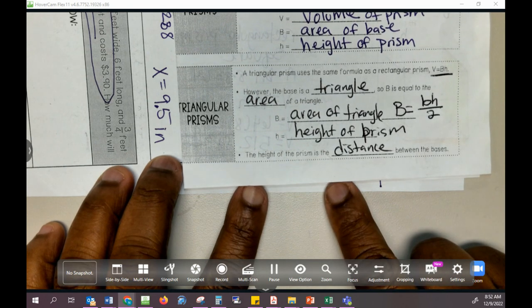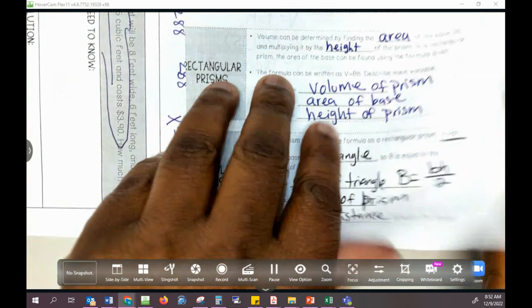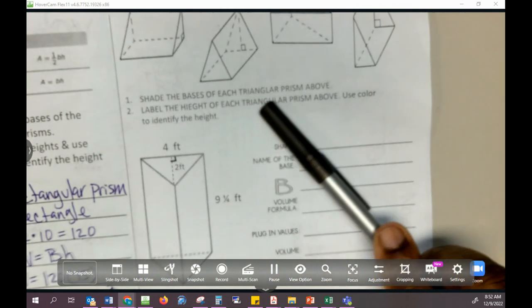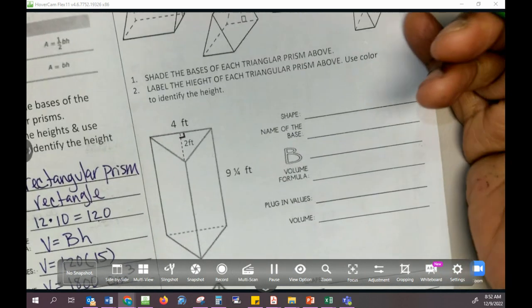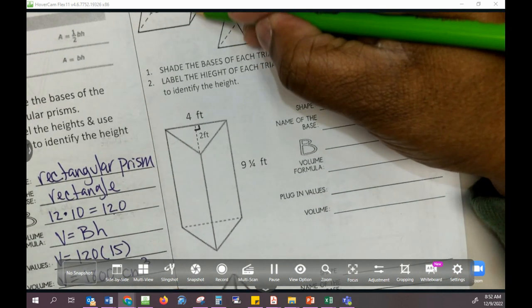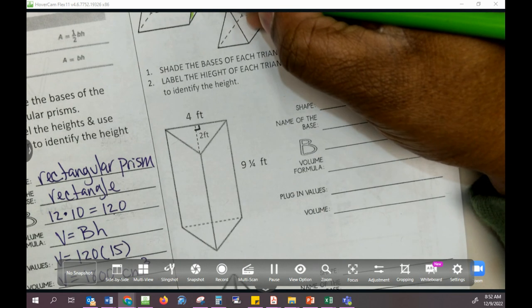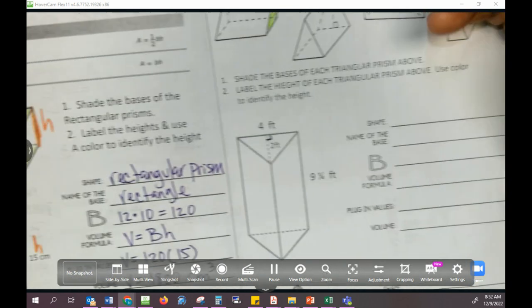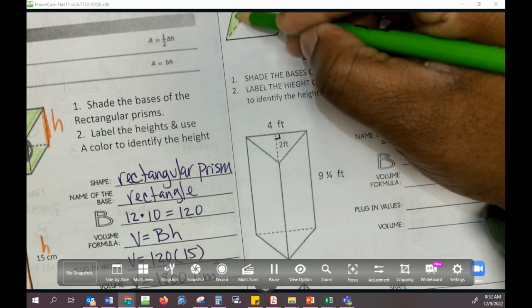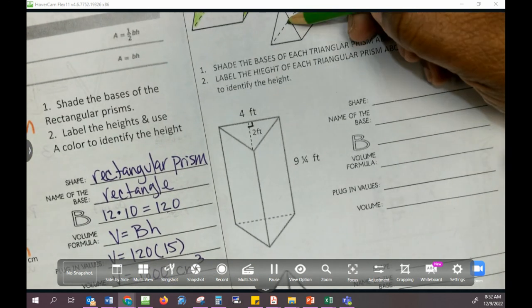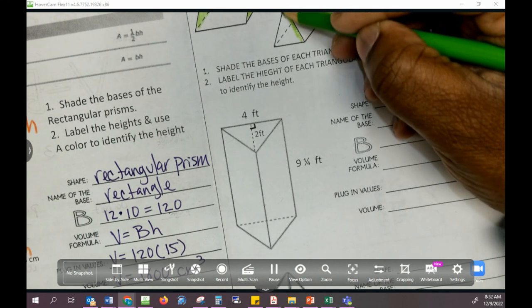Okay. All right. So now we're going to open up our notes. And this time we're no longer working on the left side. We're on the right side. It says shade the base of each triangular prism above. So you can use your pencil or whatever you have, and you're going to just shade the base. Remember, for our triangular prisms, the only bases that we have are the two shaped like triangles, because that's where it gets its name from. So you'll go through and shade all of your bases.